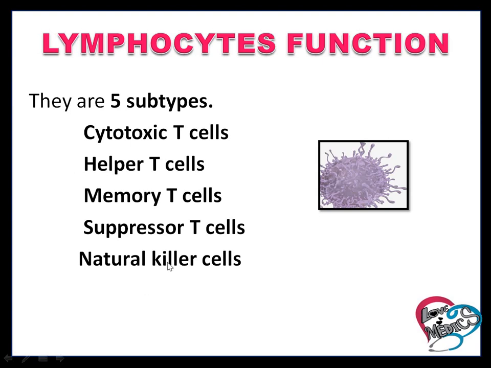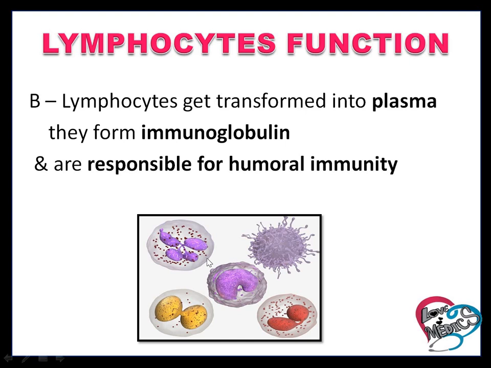Natural killer cell also destroys the infected cells like cytotoxic T cell. Cytotoxic T cell and natural killer cells both destroy the cells. But if someone sends the signal to cytotoxic T cell, the cytotoxic T cell kills the infected cell. But the natural killer cell directly goes and kills the cells. So the cytotoxic T cell is mediated by someone, natural killer cell is mediated by itself. B lymphocyte gets transformed into plasma cells and then they form the immunoglobulin, which means antibody. They are responsible for humoral immunity, which means antibody-mediated immunity.